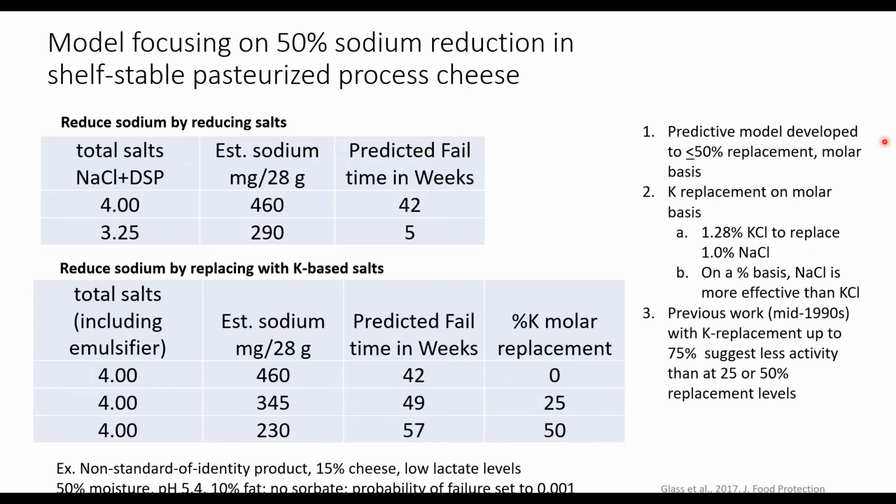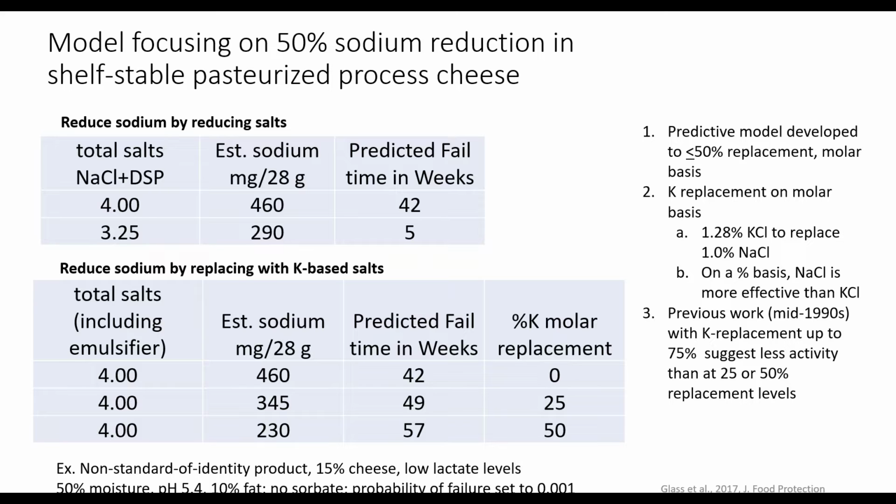Now, on the other hand, by substituting the sodium salts with potassium salt on a molar basis, we can retain the same level of safety while still reducing the sodium content. In this example, replacing 50% of the sodium salts with potassium salts decreases the sodium content by half, but also delays toxin production to 52 weeks compared to products with higher sodium content.